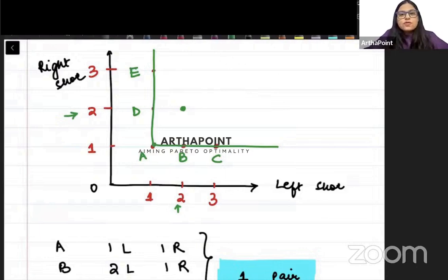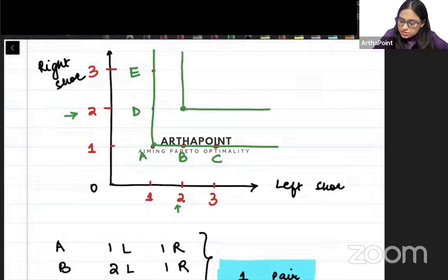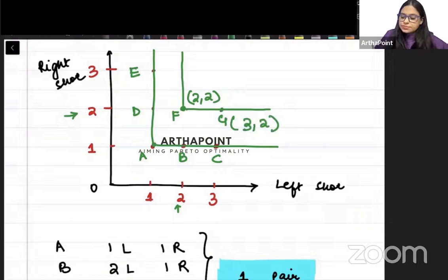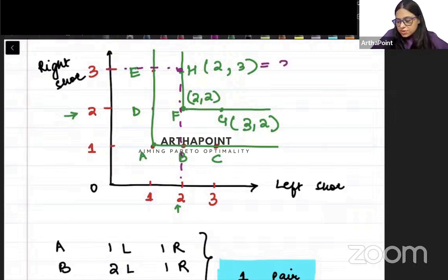Is that clear? So for this, what do I need to do? This will be my another indifference curve. देखो, point F is 2 left, 2 right. Point G is 3 left, 2 right. Point H is 2 left, 3 right. देखो, just match this. 2 left, 3 right. So this gives me 2 pair of shoes.